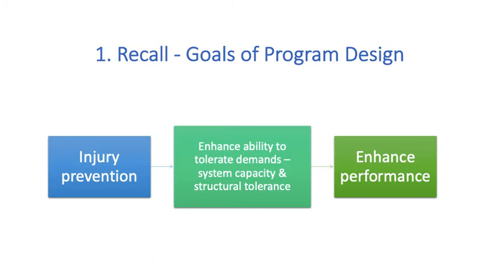And then the last goal is to enhance performance. Now, performance is dependent on their lifestyle. So it could be improve or enhance performance or recovery of tasks of everyday life. It could be for a special population to enhance athletic performance. It could be also occupational demands performance. All of these things, it needs to be relative to your client. But these are the three main goals of program design.